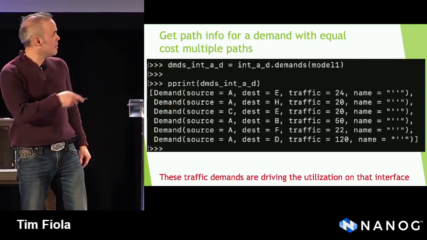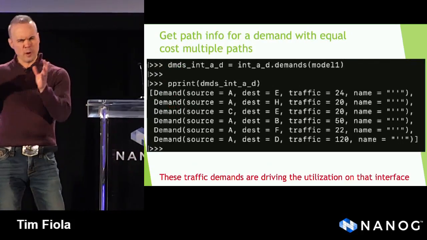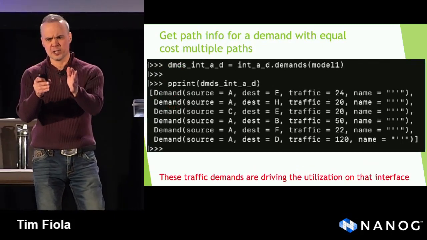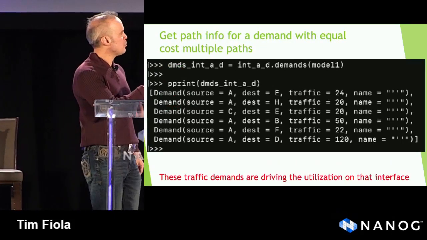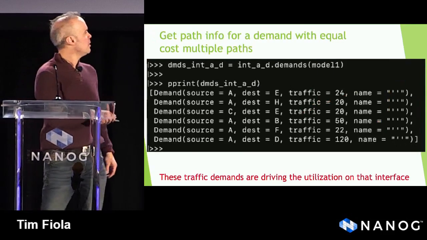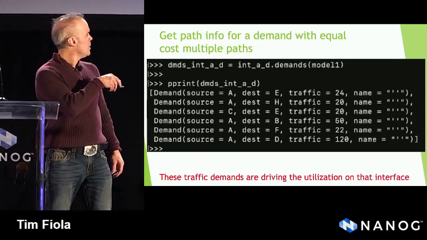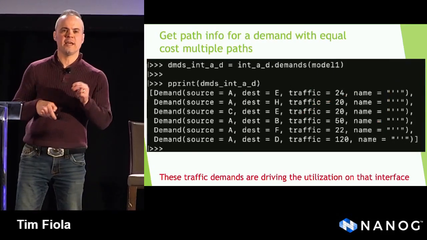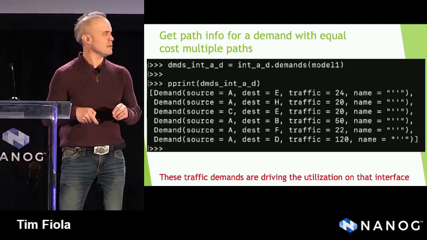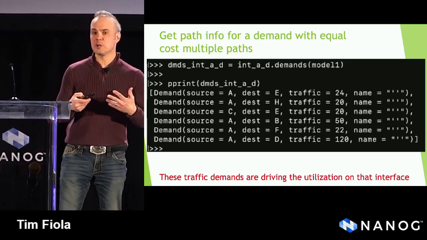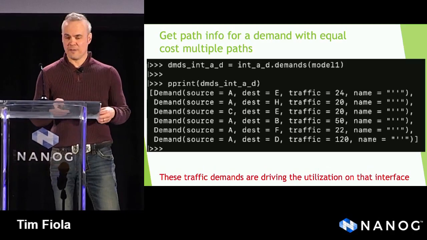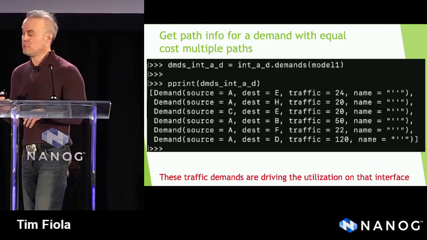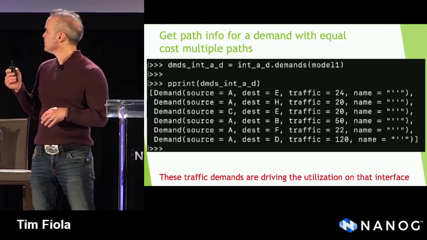What I did here is I'm grabbing the demand. So what is driving that 164% utilization on that interface? Let me grab the traffic. These are the demands that are egressing that interface, causing that 164% utilization. So now you know what traffic's affected by that failure. You know what demands are dropping traffic.